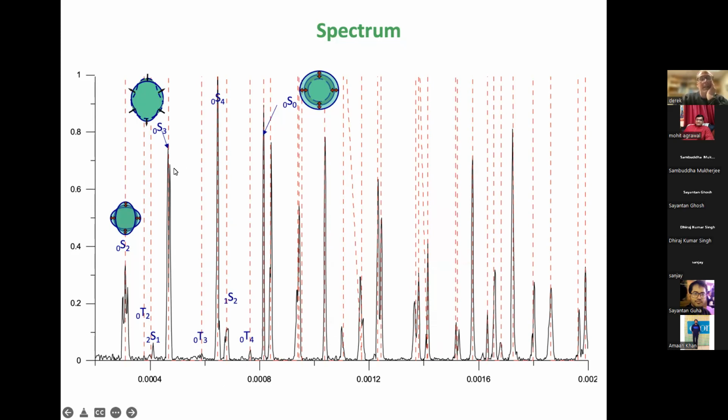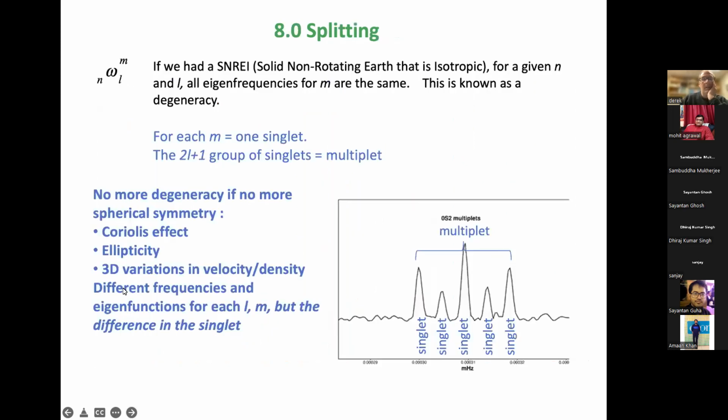There are multiple normal modes around a particular high point. It suggests there is splitting. So here S30 has some splitting, here S20 has some splitting. And that is because we have multiplets.